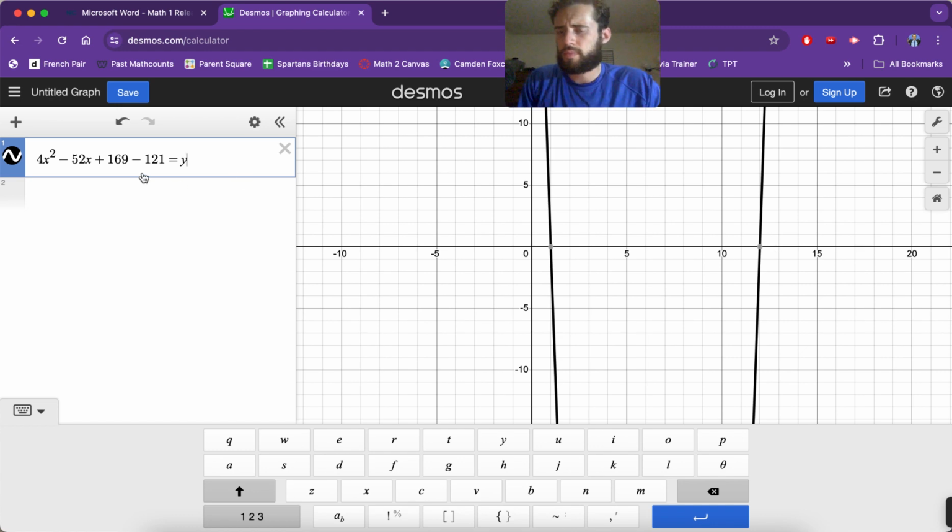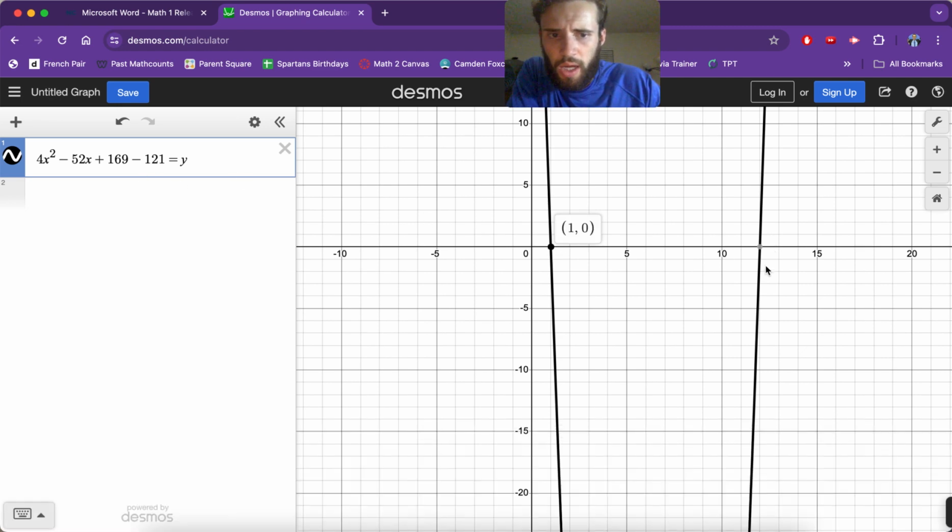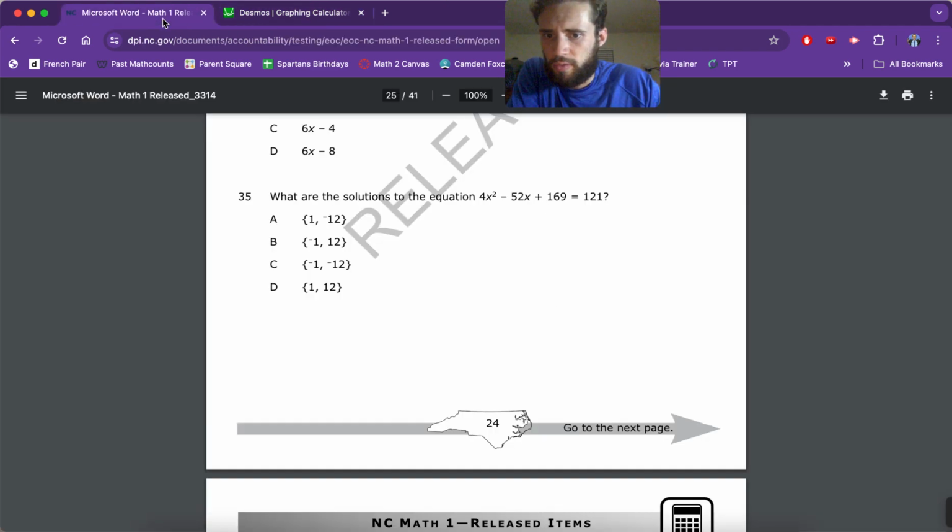Okay. So when is this equal to 0? 1 comma 0 and 12 comma 0. So when x is 1 and when x is 12. So 1 and 12. If you want to check it, just plug these in. So 4 times 1 squared is 4 minus 52. So 4 minus 52 would give you negative 48. Negative 48 plus 169 is positive 121. Sorry, good. So that one works.